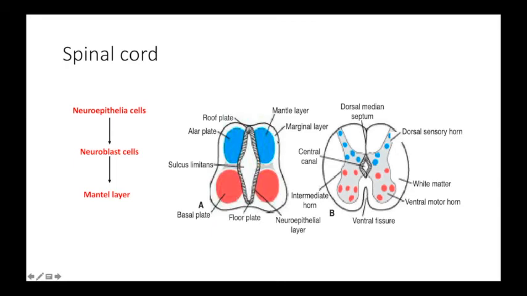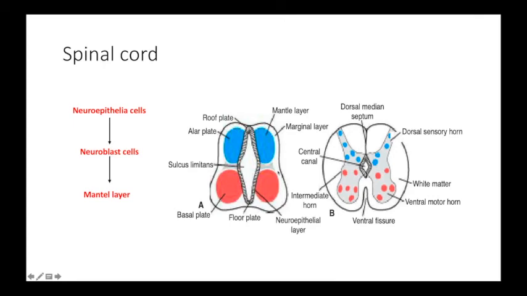The outermost layer of the spinal cord, called the marginal layer, contains nerve fibers emerging from the neuroblasts of the mantle layer. As a result of the myelination of the nerve fibers in this region, it takes a white appearance, and therefore it's called the white matter of the spinal cord.